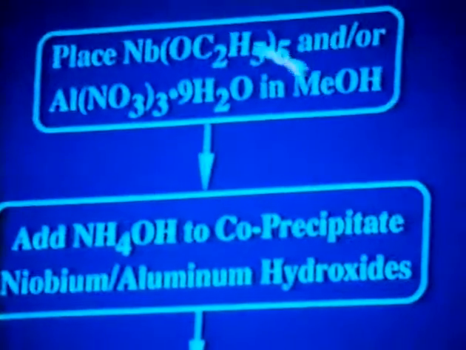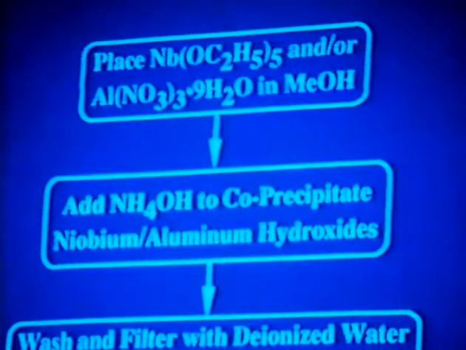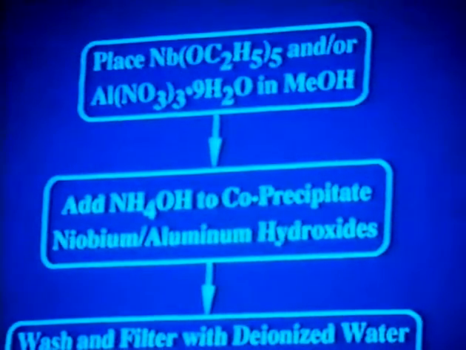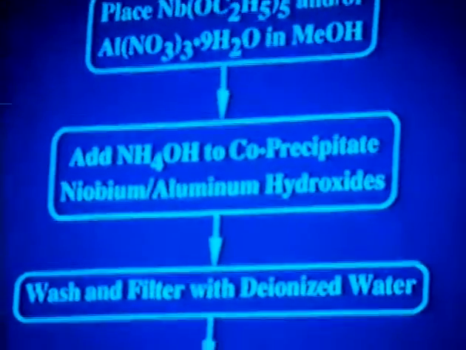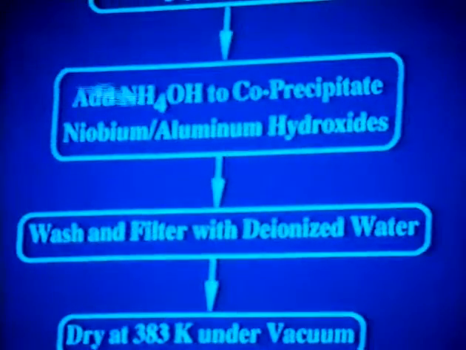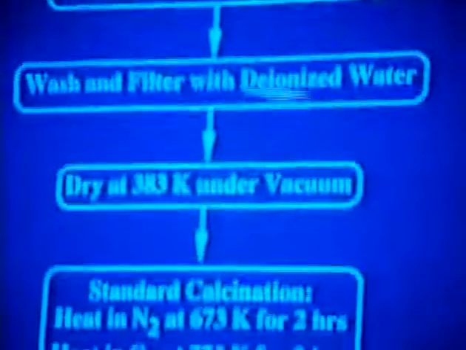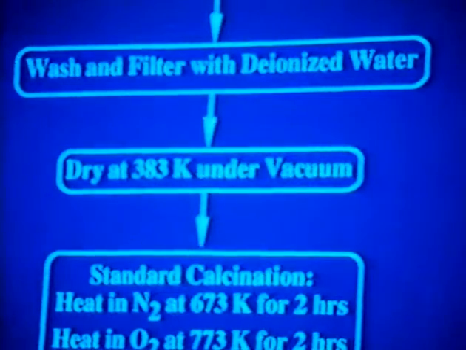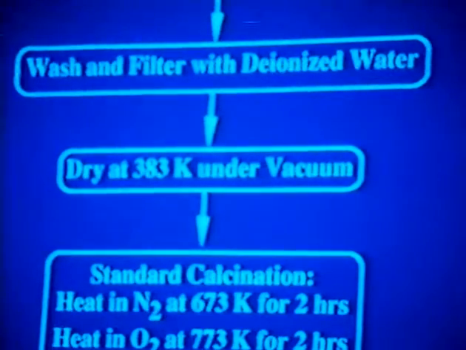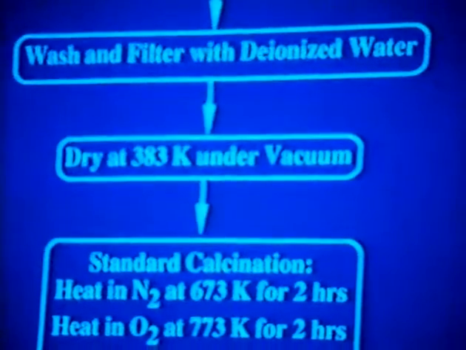The precursors which we used in this case were niobium ethoxide and aluminum nitrate in a methanol solution. Ammonium hydroxide was then added to this solution to co-precipitate the mixed hydroxides, which were then washed repeatedly and filtered with deionized water. The cake was then baked in an oven at 380 K as an initial drying step, and then we used two calcination procedures, shown below.